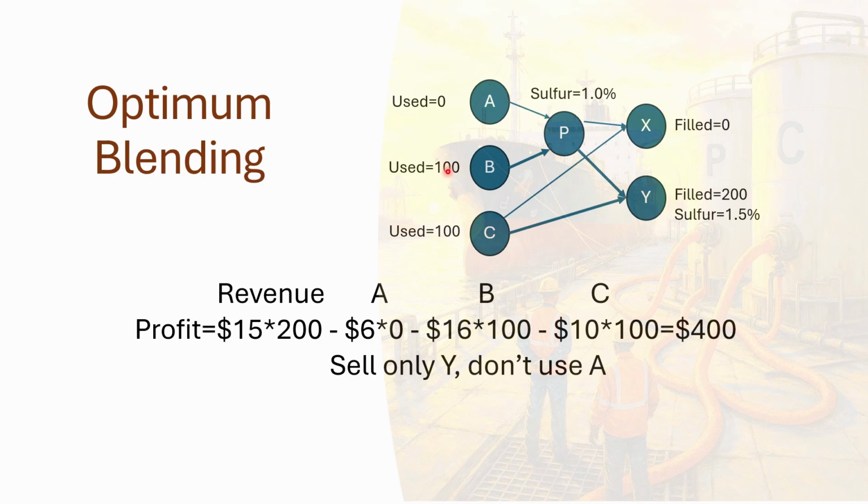We have the profit, revenue of $15 times 200 units, minus the cost of A, 0 was used, minus the cost of B, minus the cost of C, for a total profit of 400. So what we ended up doing was selling only Y and don't use any A.